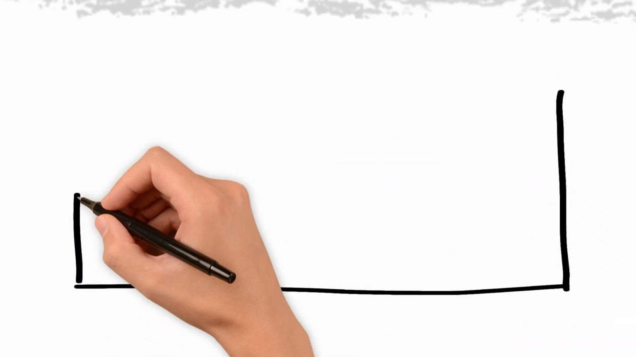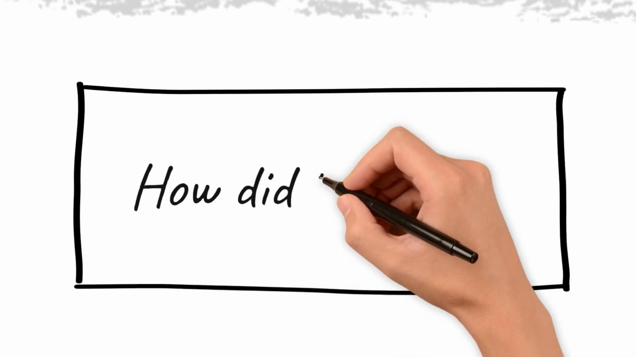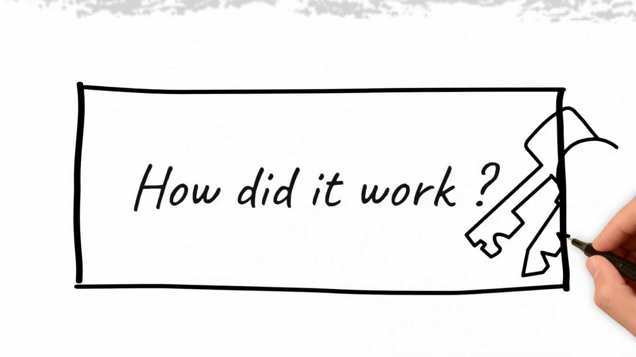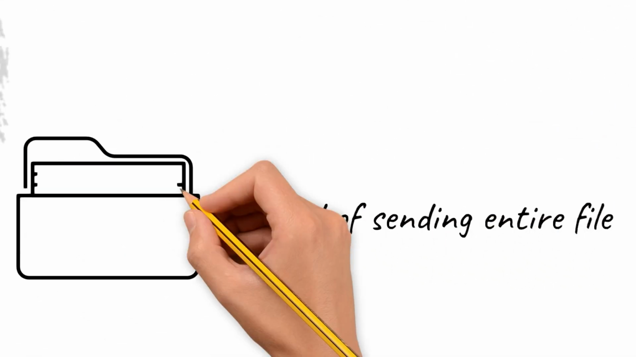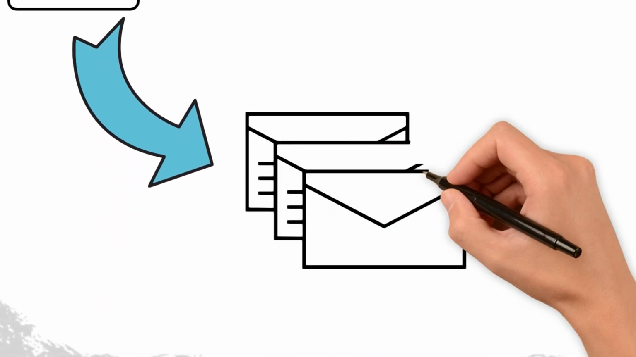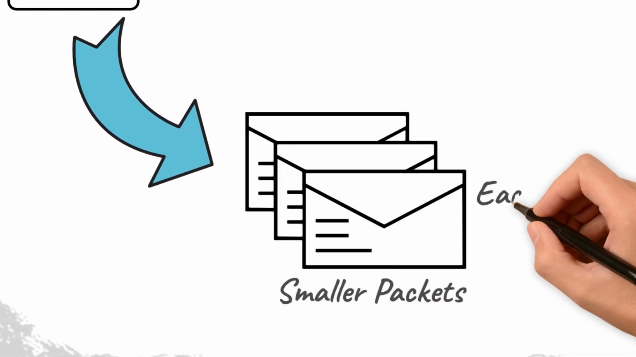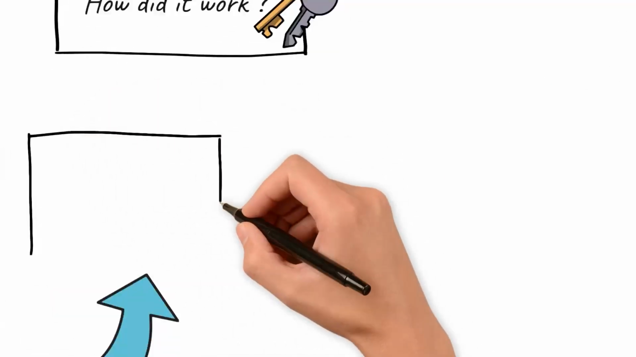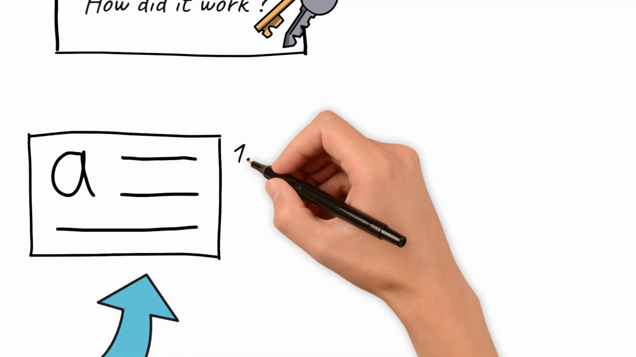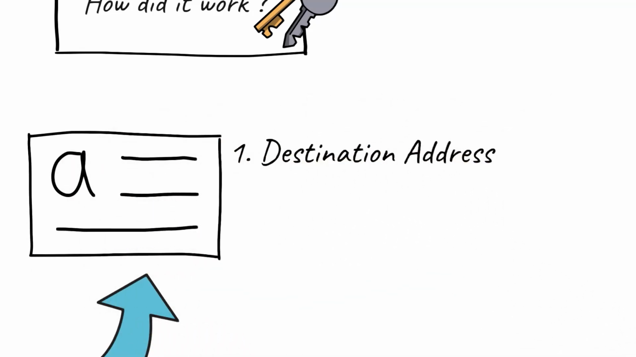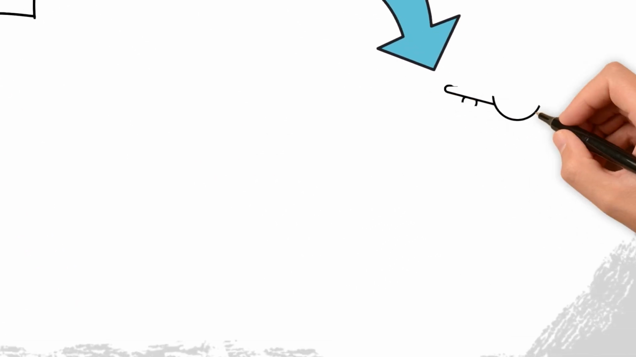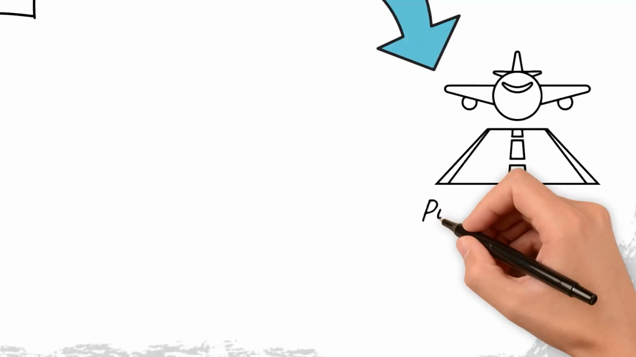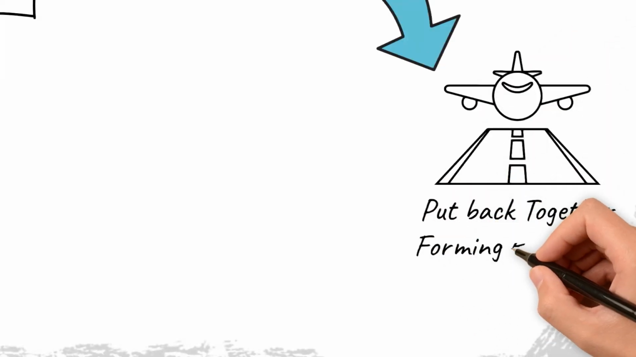But what exactly is packet switching? Actually, this is exactly what we are going to learn throughout this entire course. But right now, let me give you a quick and simple explanation. Instead of sending entire files as one large piece, data is broken down into smaller packets. Each packet is like a tiny letter, carrying a piece of the message. Every packet contains 2 important things. 1, a destination address, so it knows where to go. 2, a sequence number, so it can be put back in the right order. Once all the packets arrive at their destination, they are reassembled like a puzzle, forming the complete file again.